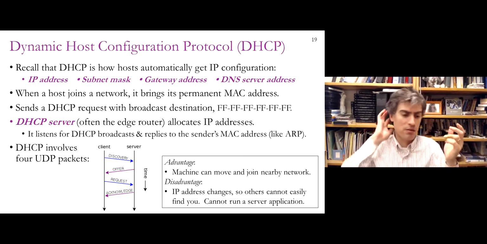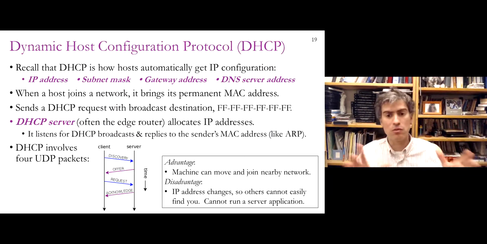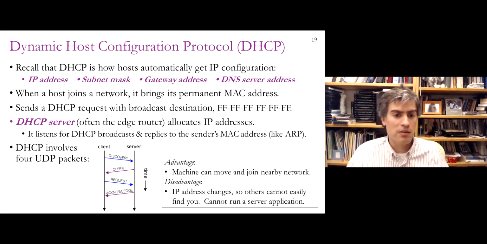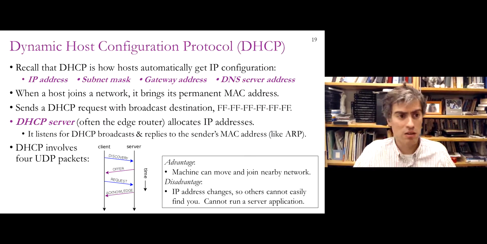Now again, like I said, if you're mobile, if you're a laptop that's moving all over the world, all over the country, whatever, you want to be able to get different IP addresses so that you can connect to different networks. But if you're in one place, then DHCP kind of seems like it presents a disadvantage in the sense that your IP address changes unnecessarily.